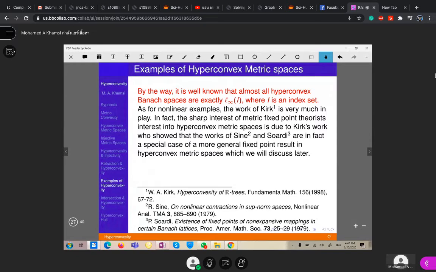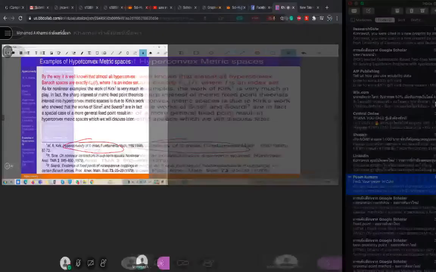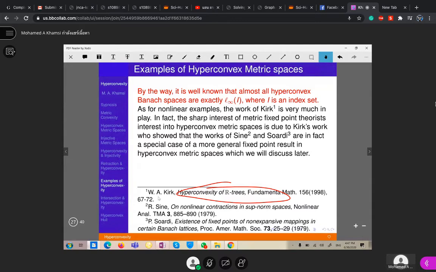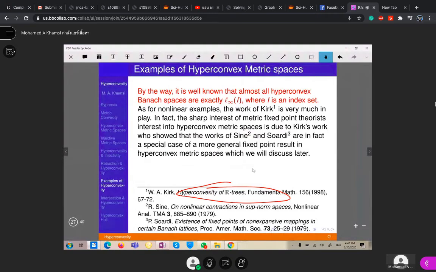And what happened is that Kirk is the one, not in this paper, he noticed that in fact both theorems are the result of his classical fixed point theorem of 1965 in hyperconvex metric spaces. So basically, Kirk is the one who noticed this, what you see here, okay? The underlying setting for both Sine and Swardy fixed point theorem is hyperconvexity, hyperconvex metric spaces, okay? But in order to understand that, so let me continue. This is what I'm saying right here, okay?